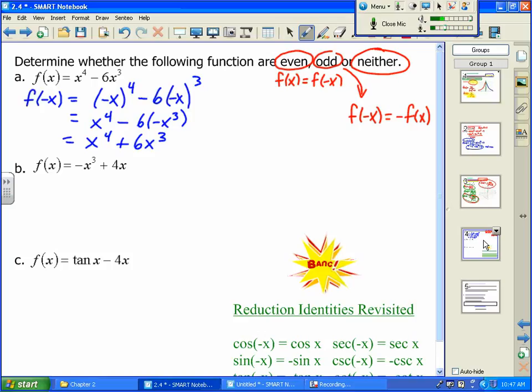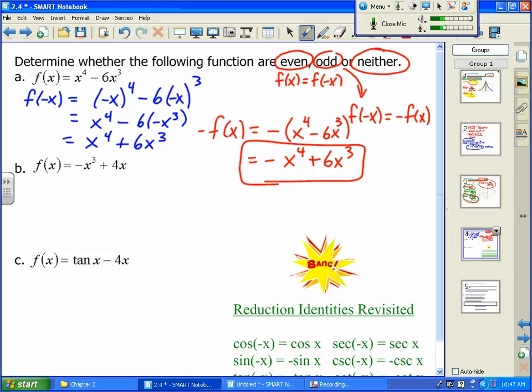Yeah, if I took a negative out of this, if I took negative f of x, it would be negative, and then you can just use brackets. And if I simplify, I get negative x to the fourth plus 6x cubed. Now this is different than that, simply because the negative sign on the leading degree 4 variable is opposite in both. So therefore, this doesn't fit any requirements, so it would be a neither.